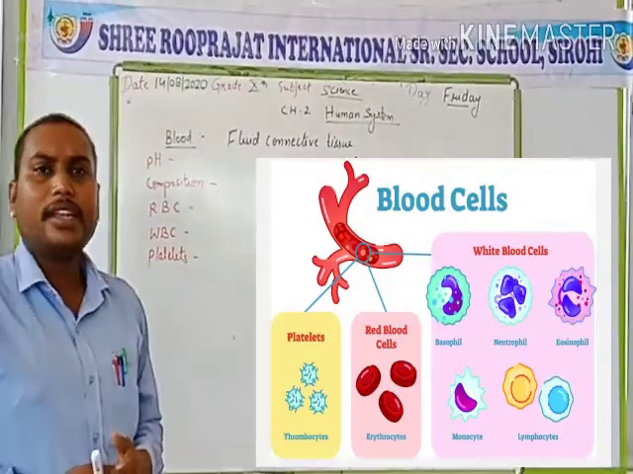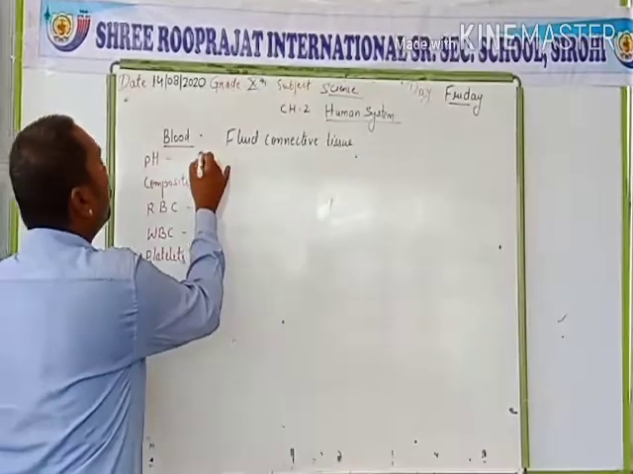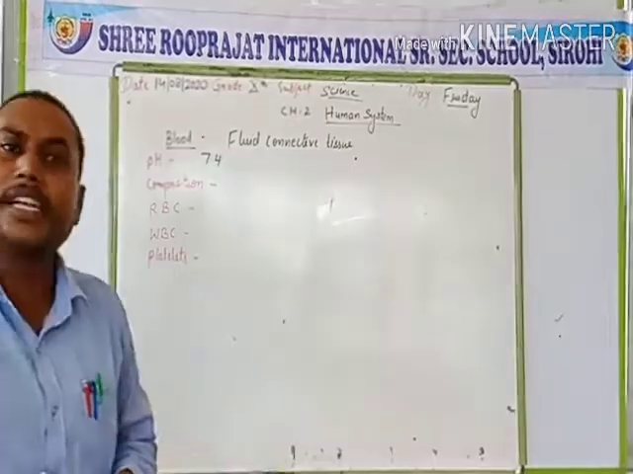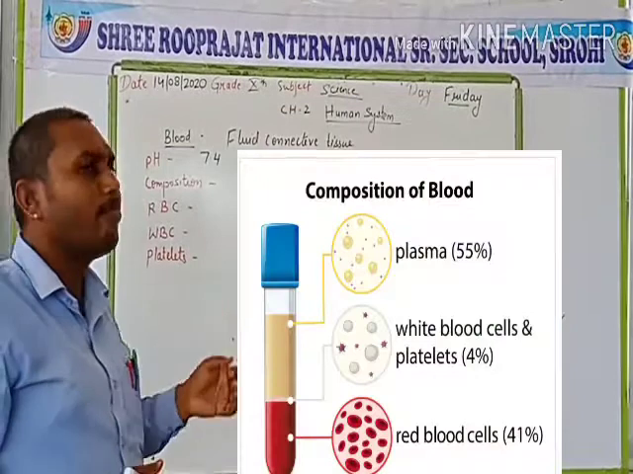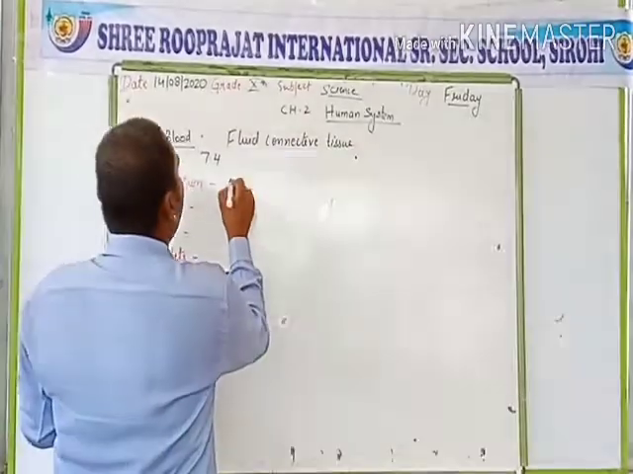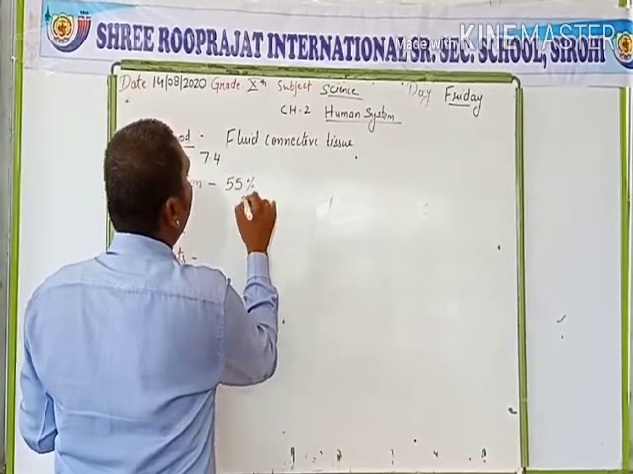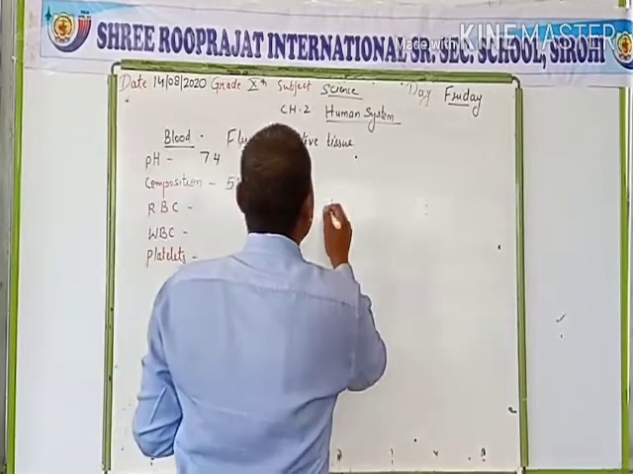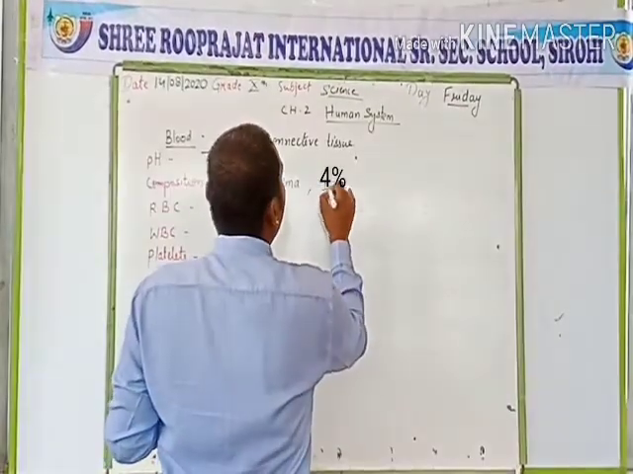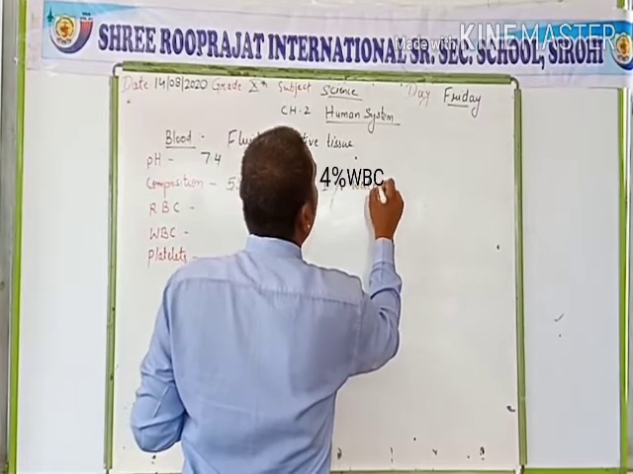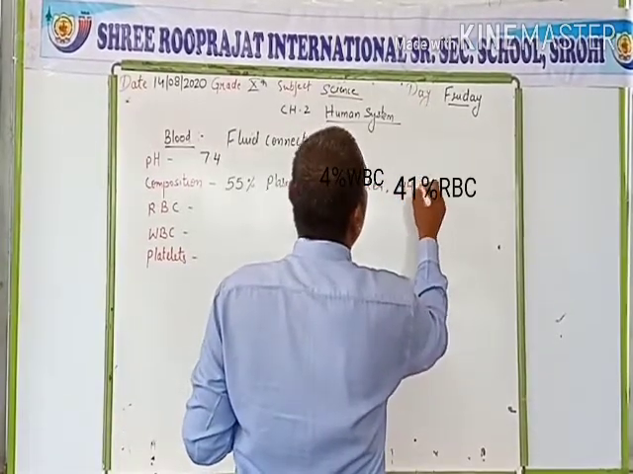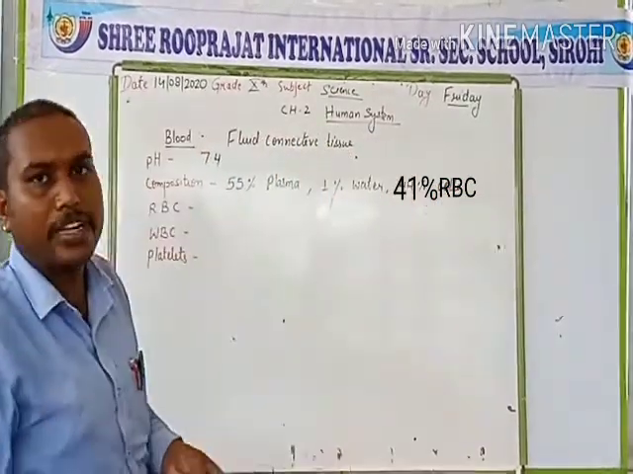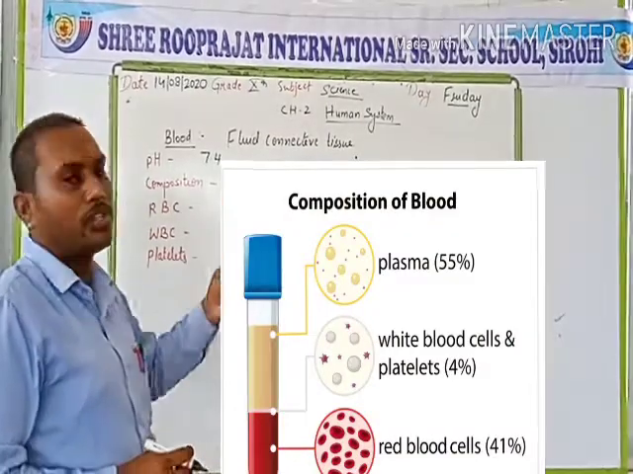Now blood has a pH of 7.4. Since it has a pH of 7.4, it is slightly basic in nature. The composition of blood: the blood contains 55% of a liquid part known as plasma, and 4% water, WBC, and the remaining 41% are the cells, such as RBC, WBC, platelets, etc. So that is our composition of blood.